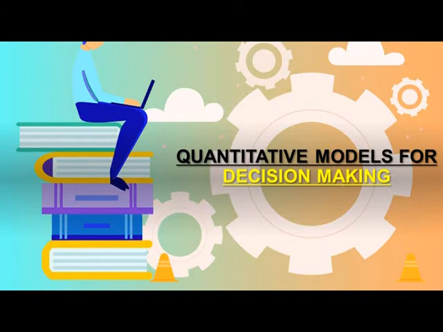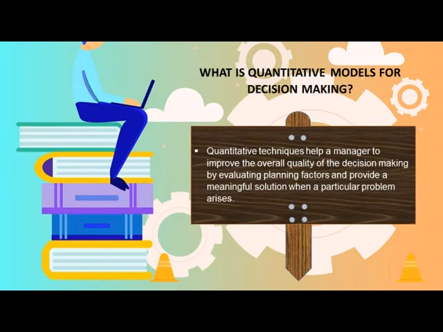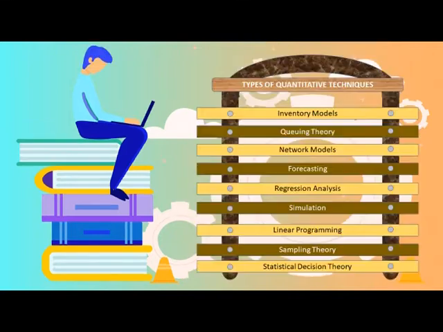Quantitative models for decision making. Decision making may be defined as the process of identifying and choosing alternative courses of action in a manner appropriate to the demands of the situation. Quantitative techniques help a manager to improve the overall quality of decision making by evaluating planning factors and provide a meaningful solution when a particular problem arises.